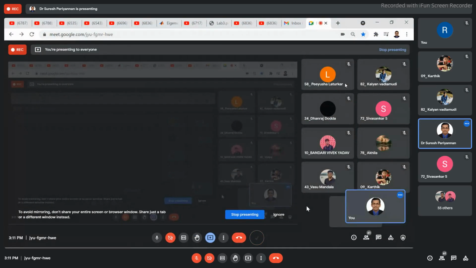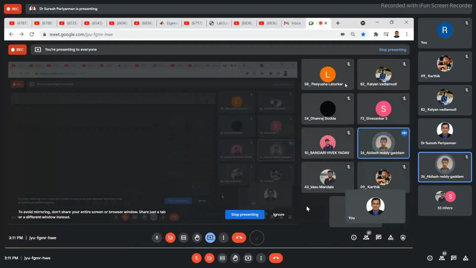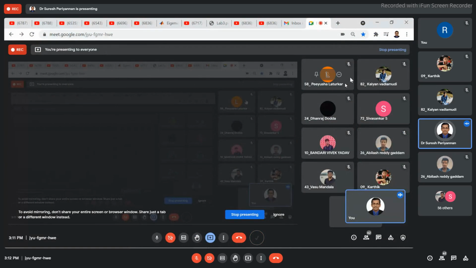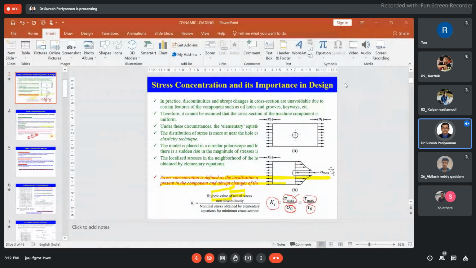Sir, sigma maximum by sigma naught. Yes, exactly. Sigma max is the stress magnitude we observe at the place where the discontinuity is present in the component. Sigma naught is from our standard elementary strength of materials equation, which we use for measuring the stress. Okay, anyway, thank you.